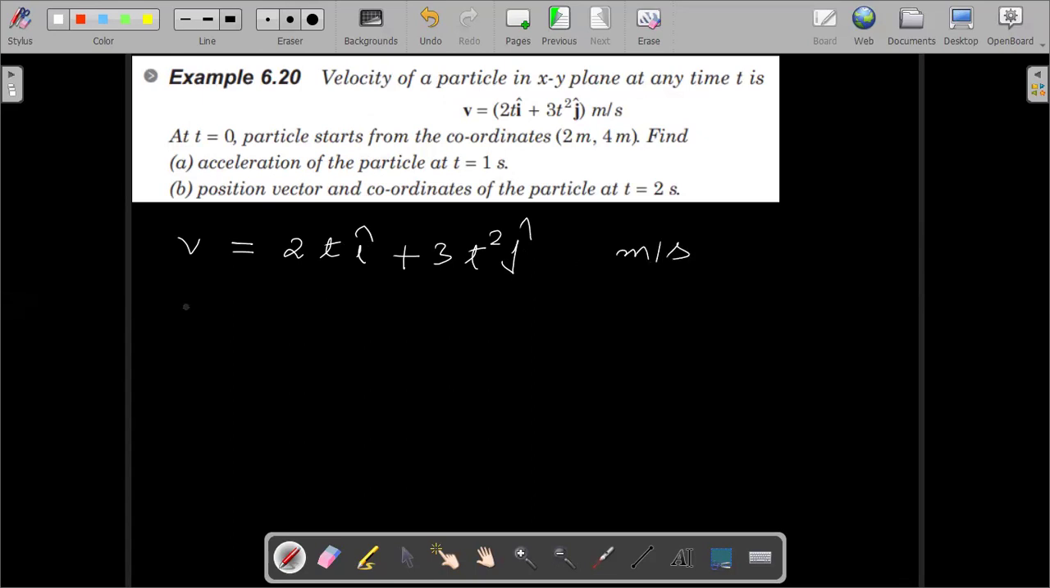Now, if I want acceleration from it, I will differentiate it. If I differentiate it, I get dv by dt, and since dv by dt is equal to acceleration, will you try to differentiate it now? Try to differentiate and obtain the formula for acceleration.